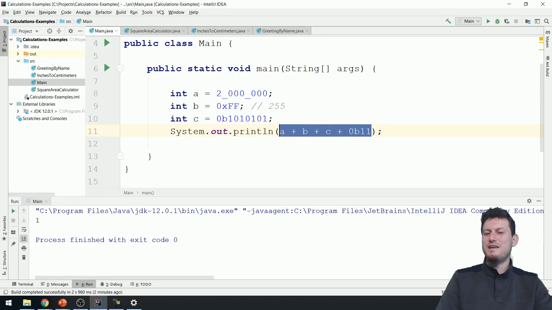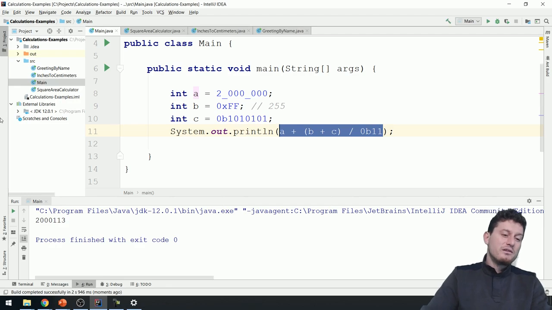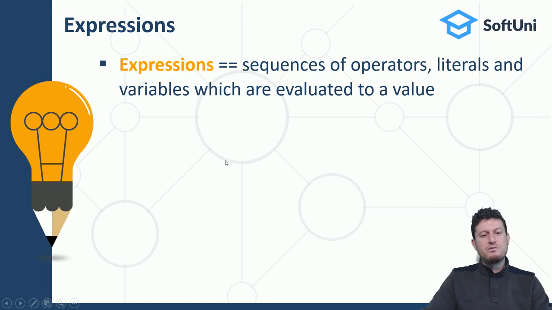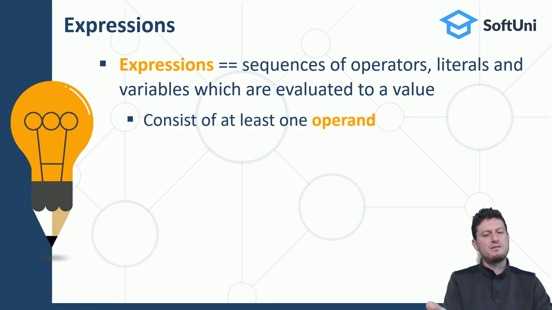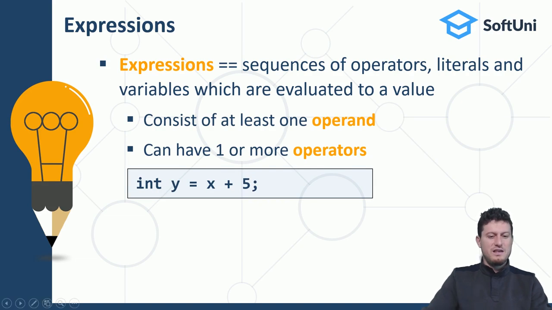The combination of values or literals with variables, with other operators, with brackets, something like this, is called an expression. So this is how we can organize more complex computations. The result is this. You can check it yourself. An expression consists of at least one operand, which is a literal, a value or a variable, and can have one or more operators. X plus 5 is an expression. The assignment is also an expression.